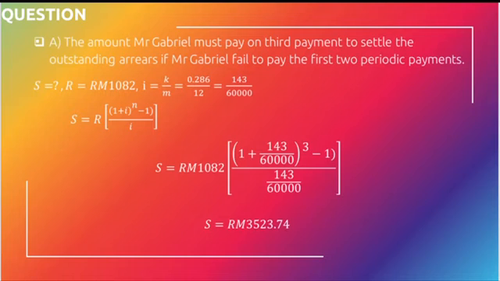So after you have written that down and substituted the numbers into the formula, your answer from the calculator would be S equal to 3523.74, or RM 3523.74. So that is all for the amount Mr. Gabriel has to pay. So that would be the S. That is all from me.